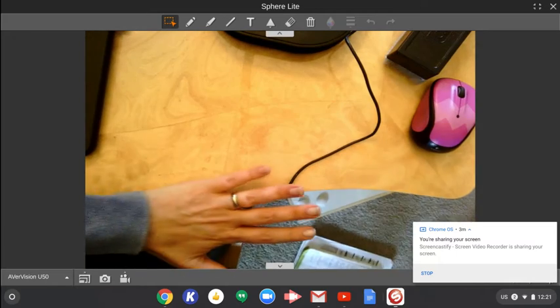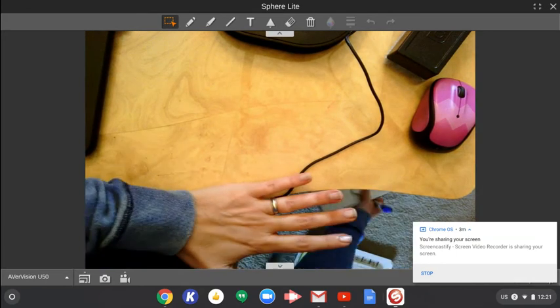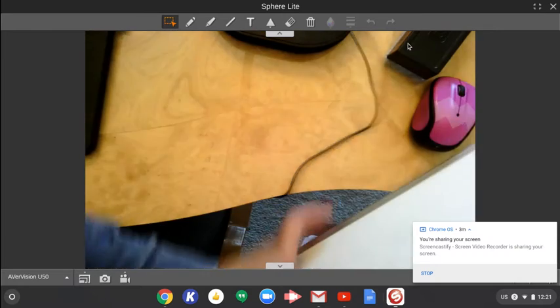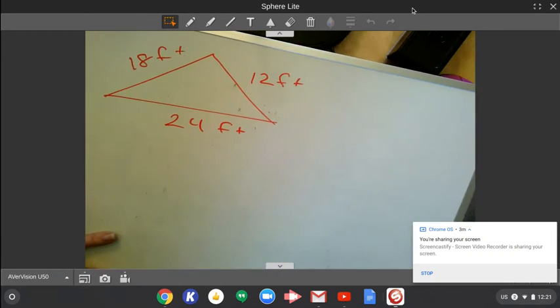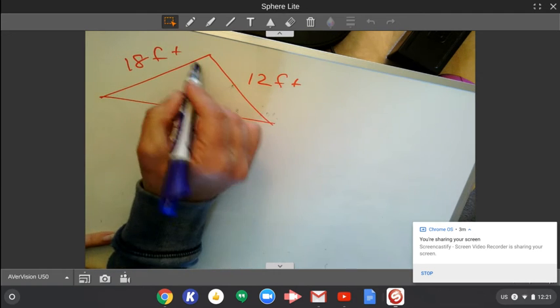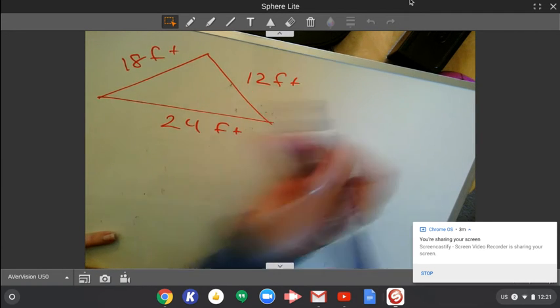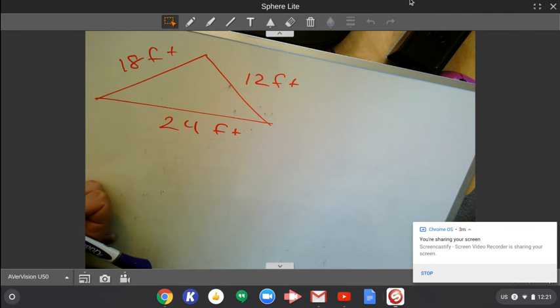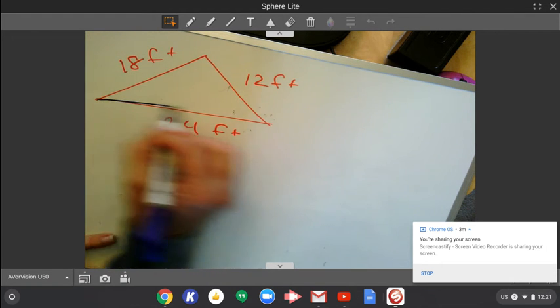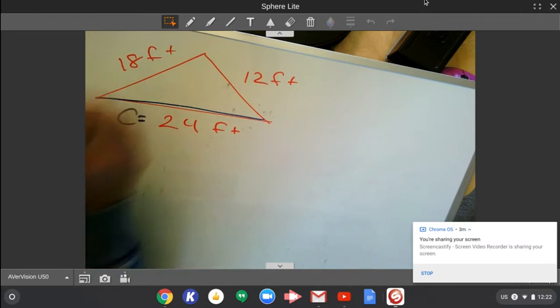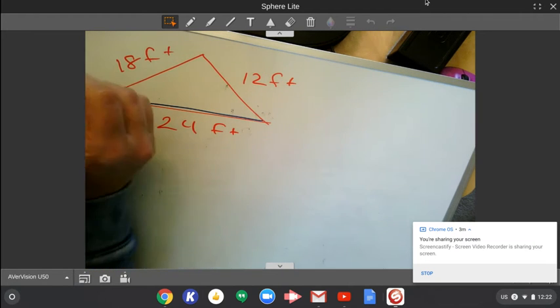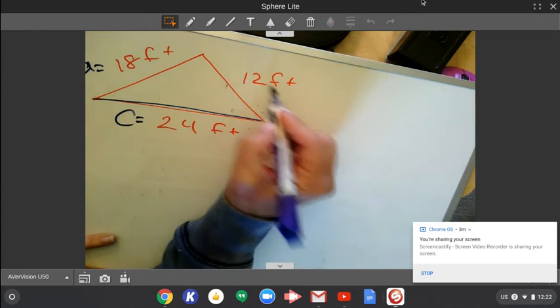Let's try another example. Here we go. Sorry. Okay. Next example. I don't know if this is a right triangle or not because it does not have the little box inside. Okay, which one do I call A? Which do I call B? Which do I call C? I know this must be C because it's the longest side. Again, A and B, they're interchangeable. Doesn't really matter. I'll just call this A and I'll call this B.